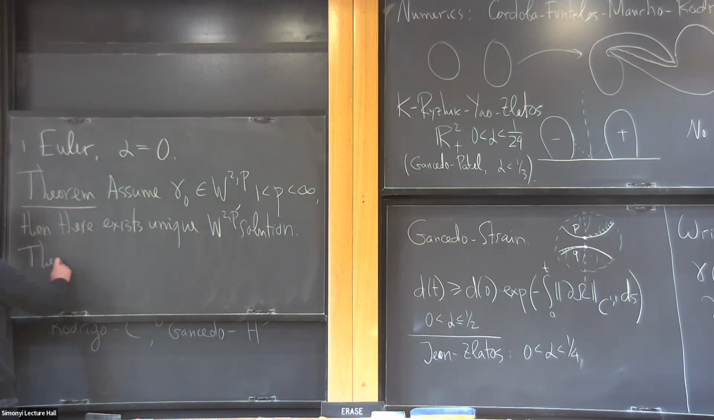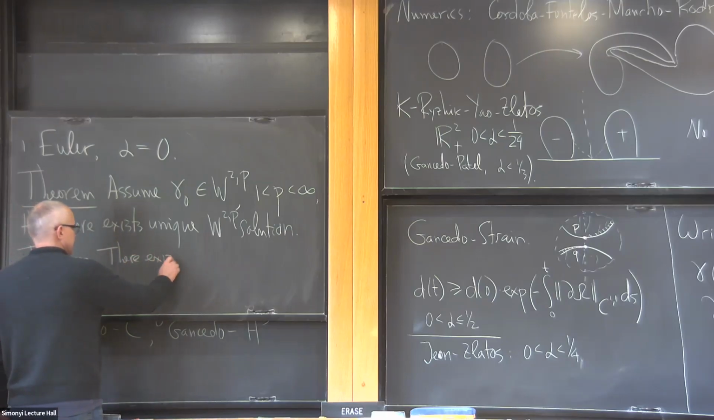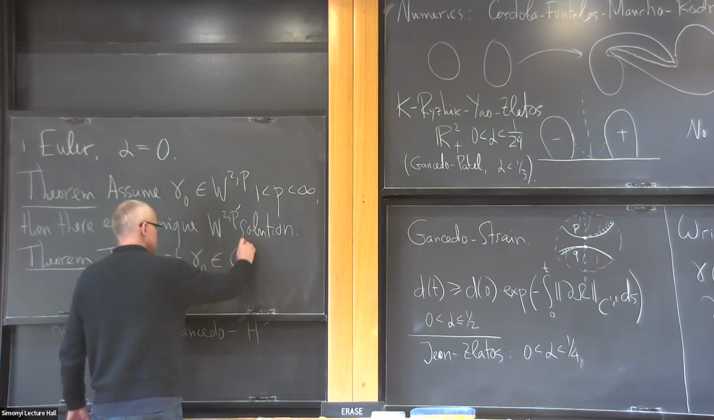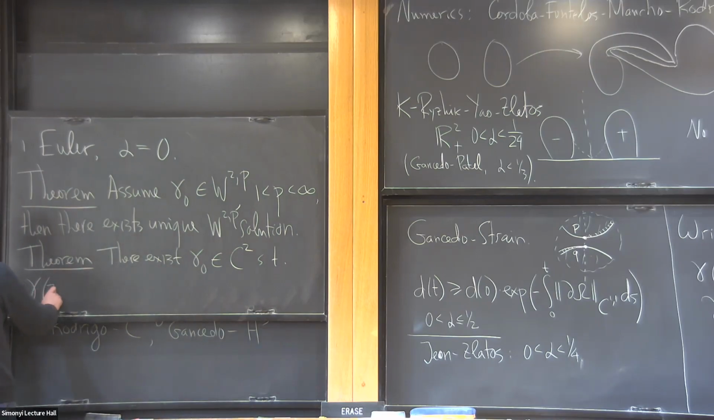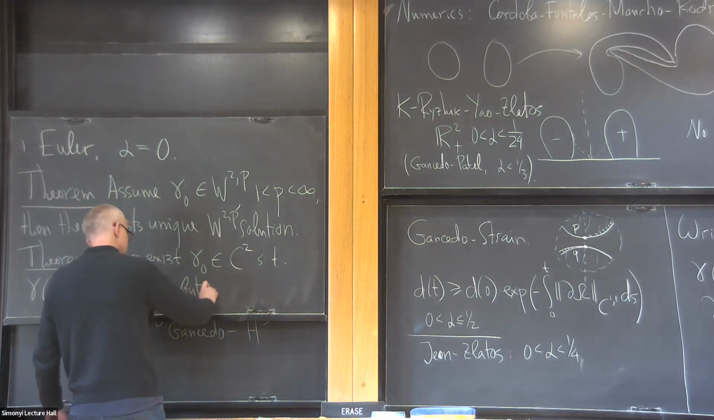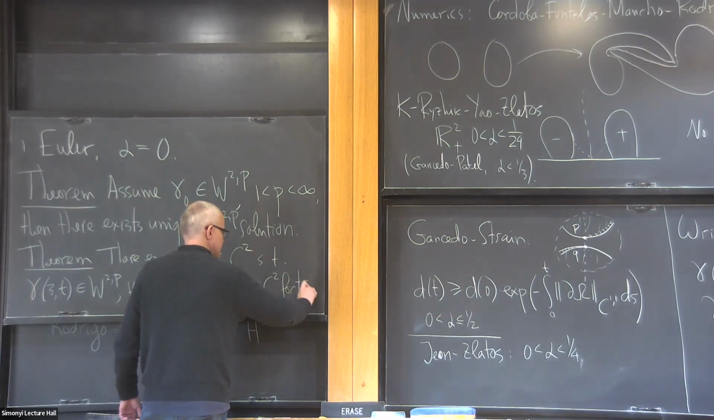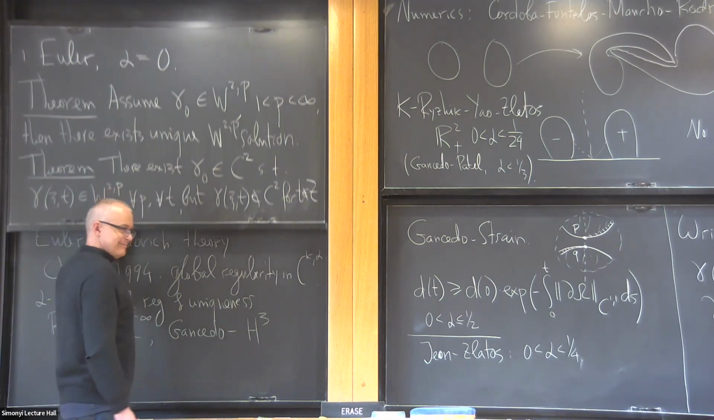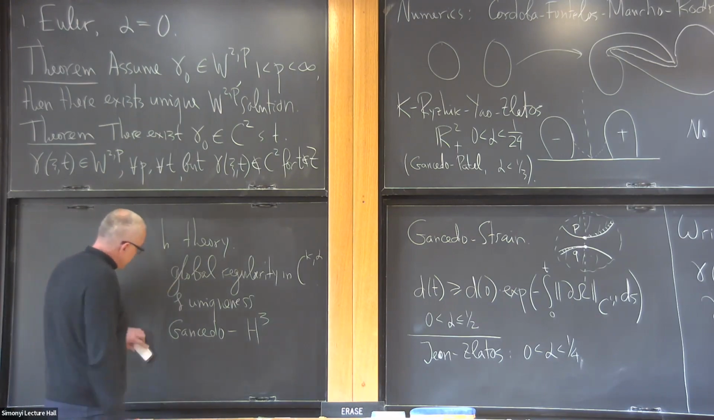And then the next theorem is more interesting. So there exists omega 0, which is in C2, such that the solution omega(t) will be in W2P for any P, for any time. But it will not be C2 for all times that are not integer. But for all integer times, it will be C2.